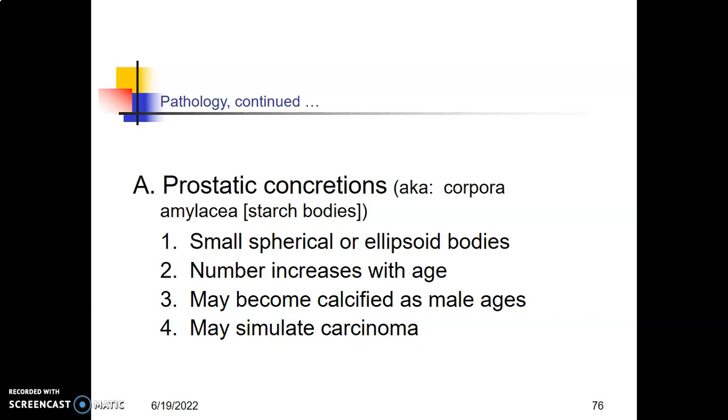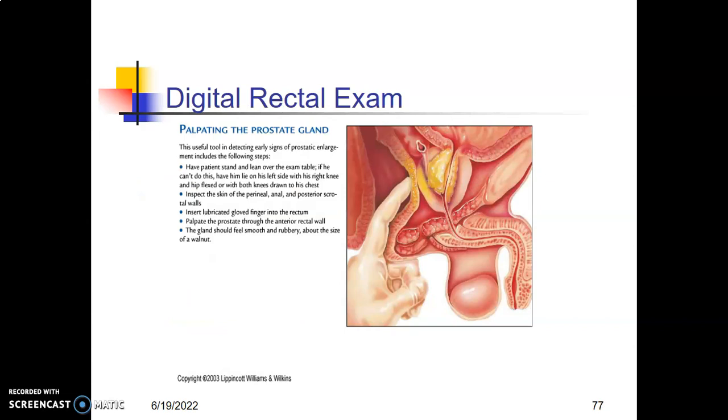The prostatic lesions, we've already talked about them, but we also have prostatic concretions, corpora amylacea. They increase with age and may become calcified. They usually simulate carcinoma. So corpora amylacea are just ellipses in the prostate that increase with age. They may be calcified and mistaken for cancer.